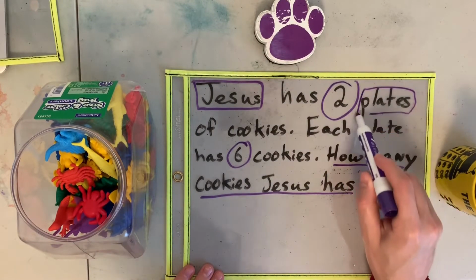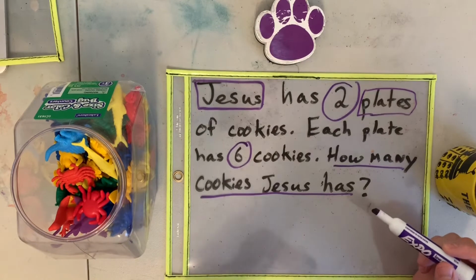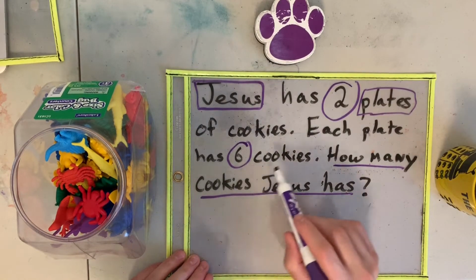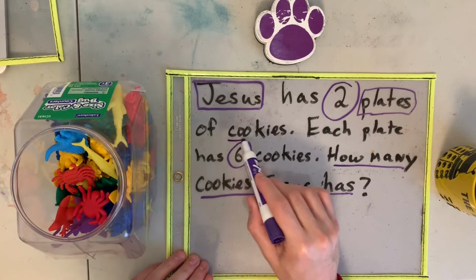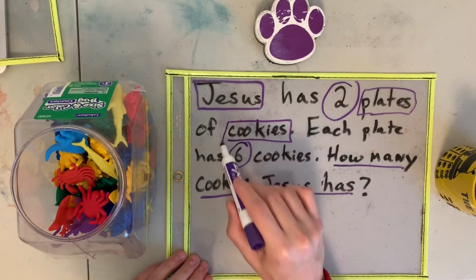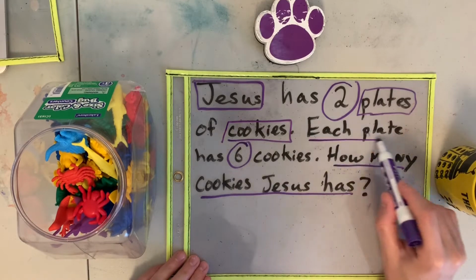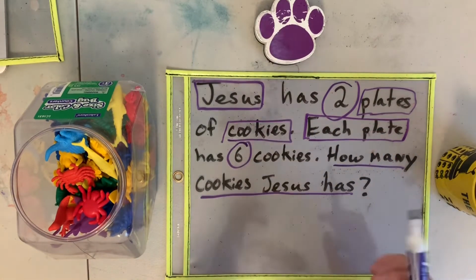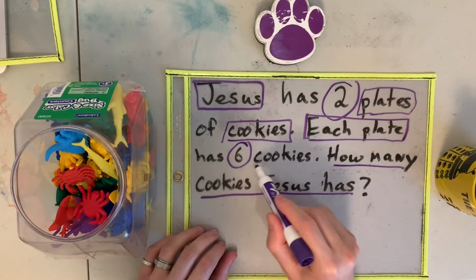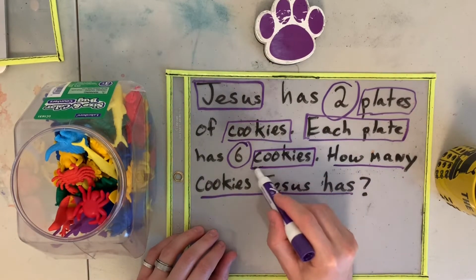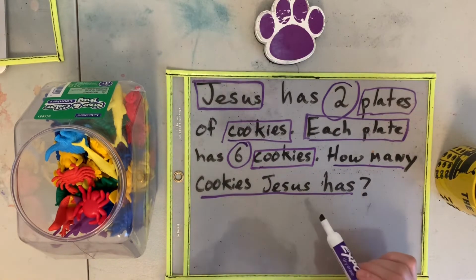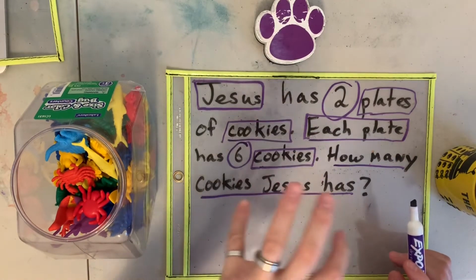What are plates? Son platos. Very good. These are plates. Of what? Of cookies. De galletas. Each plate, dice que cada plato, sí que tiene 2 platos, pero cada plato tiene 6 cookies, has 6 cookies. La pregunta es, how many cookies Jesús has? So, para entender esto, hay que dibujarlo.